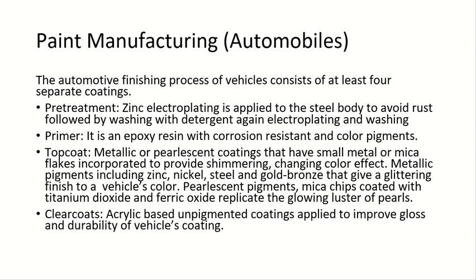You must have observed that in sun the paint of the car appears a little shiny. So this is due to the top coat, which consists of metallic coating with small metal or mica flakes to produce this shimmering or the changing color effect. That metallic pigments include zinc, nickel, steel, and gold bronze, which provides this shiny or the glittering finish.